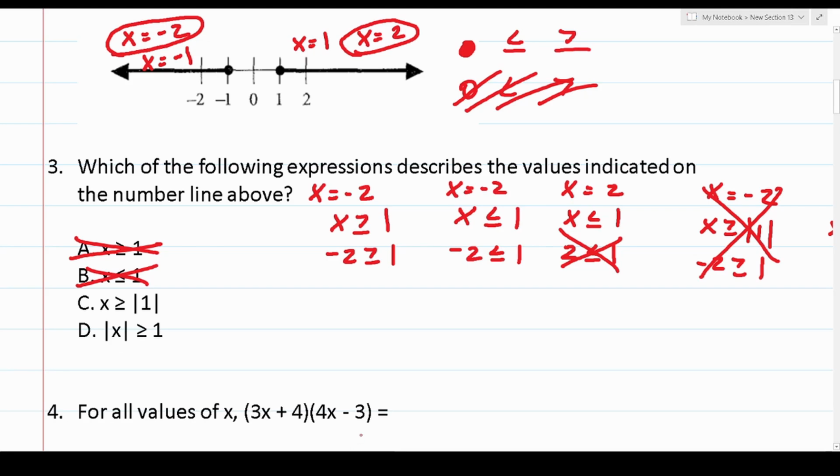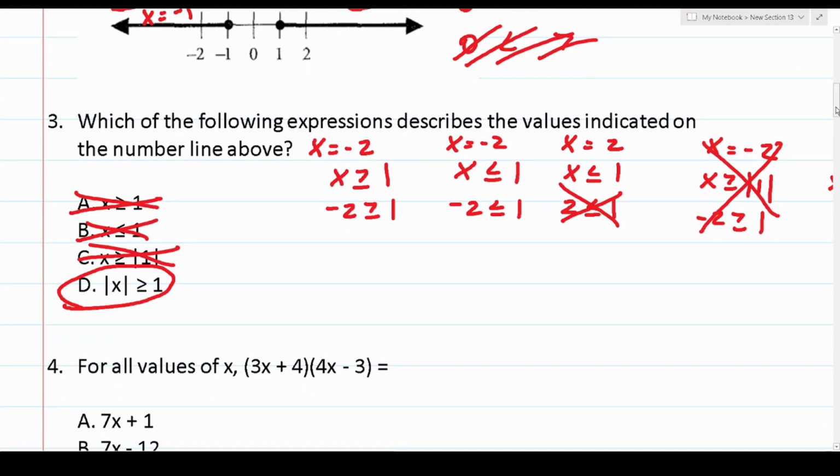Since we found an untrue statement, we know that this expression does not represent what's happening on this number line. By process of elimination, we know D is the correct answer. That said, let's plug in our values to see how it looks. So we have, again, we're going to let x be -2 and x be +2.